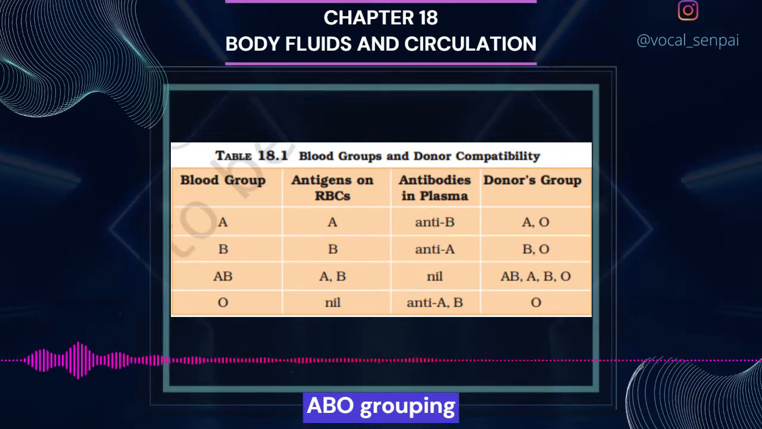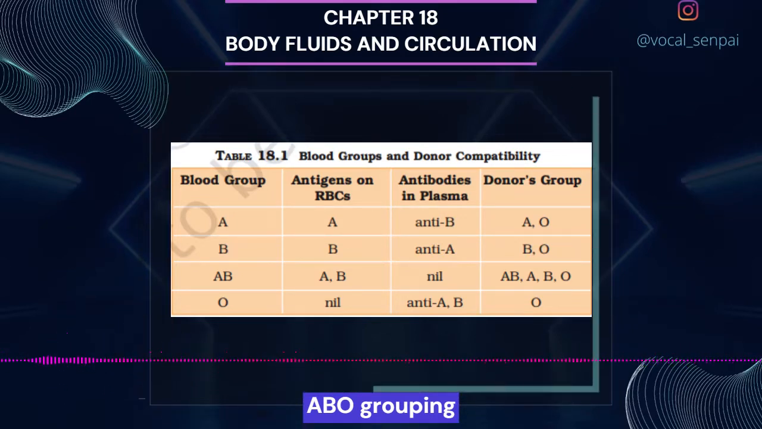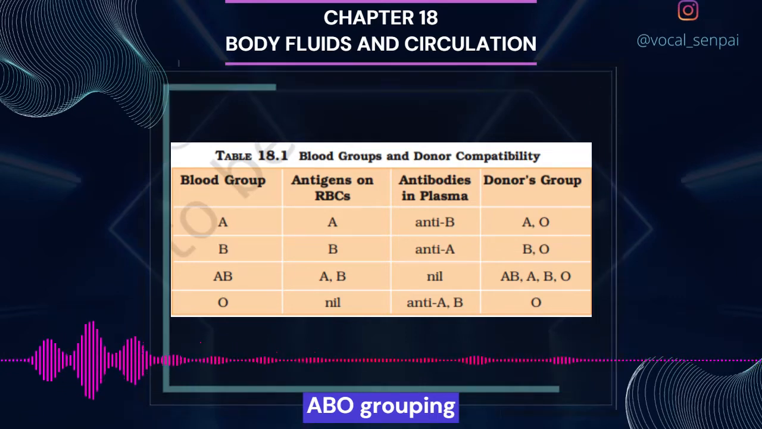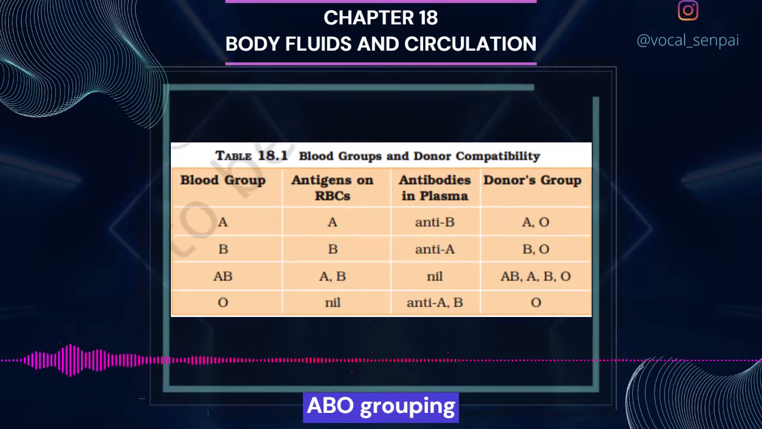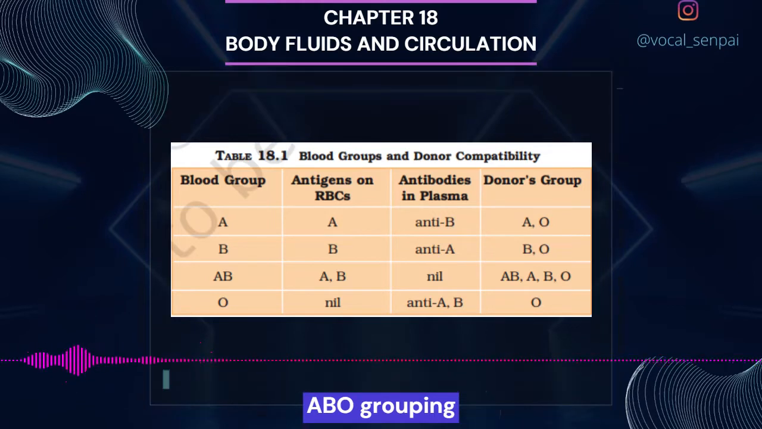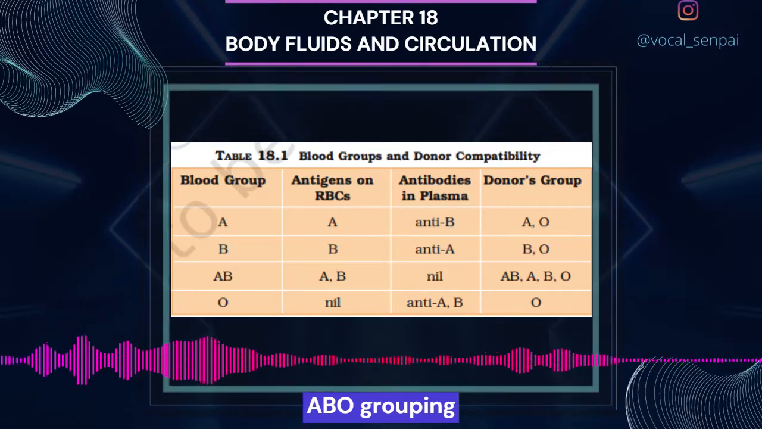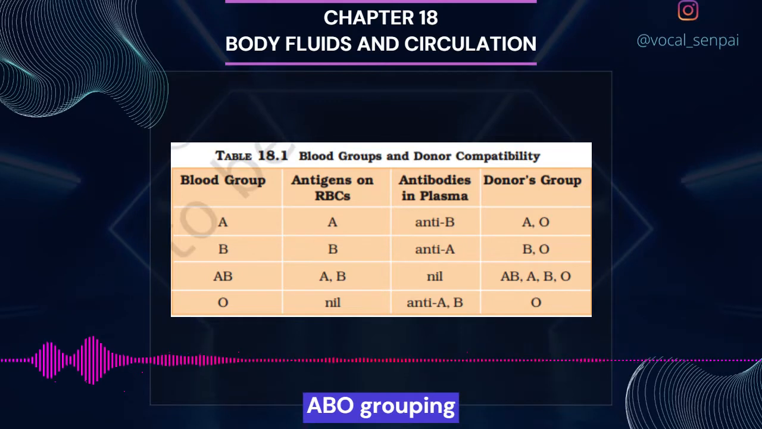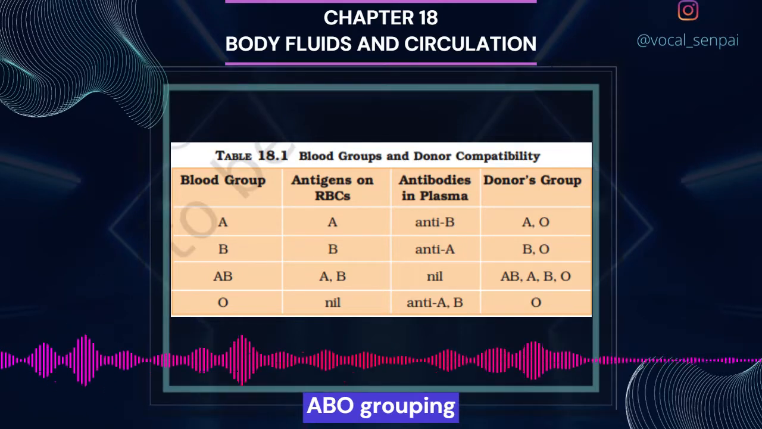Table 18.1. You probably know that during blood transfusion, any blood cannot be used. The blood of a donor has to be carefully matched with the blood of a recipient before any blood transfusion to avoid severe problems of clumping, destruction of RBC.